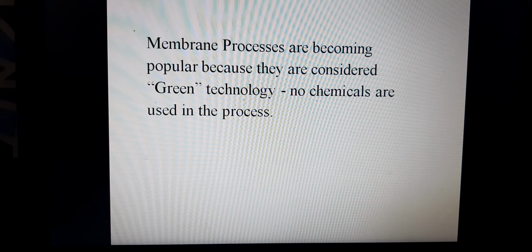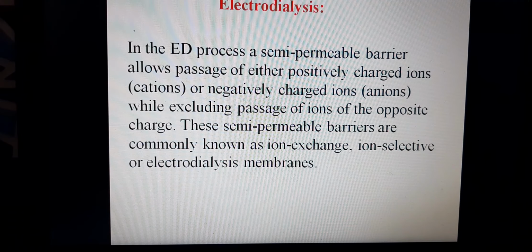No chemicals are used in this tertiary treatment, so that's why it is called the green technology.